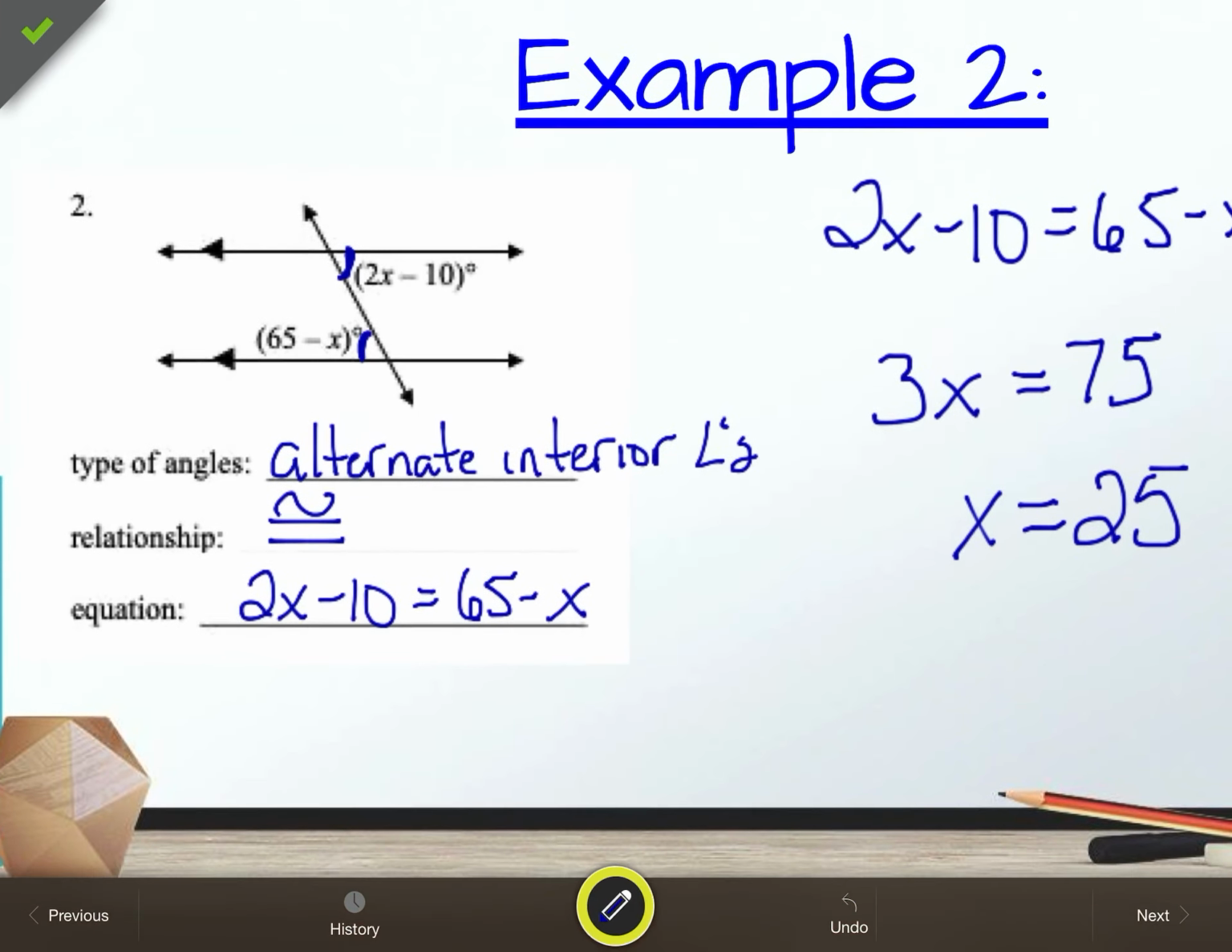So again, what if they wanted to know what the angle measured? 2x minus 10. What if they asked you to find that actual angle measure? Then you would come up here and say, okay, 2 times what I get for x, 25, minus 10. Do the math, 50 minus 10. So you'd find out that this angle is 40 degrees. How could I find out the other angle? Same deal. You could do 65 minus 25, plug it in. Or you could go, hey, I know they're alternate interior angles. Alternate interior angles are congruent, so the other angle has to be 40 degrees.